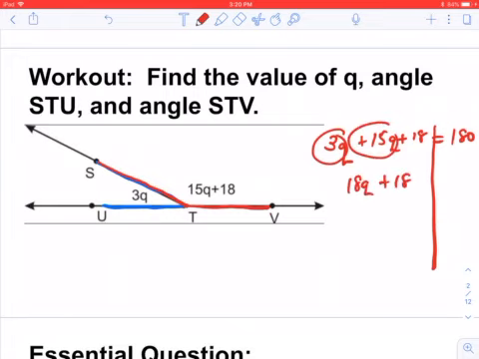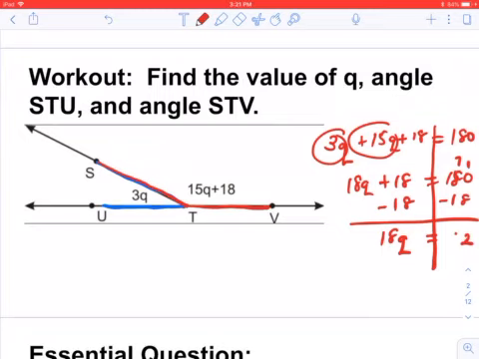18Q plus 18 equals 180. Subtract 18. 18Q equals, what is that coming out to? It's a 7, that's a 1, that's a 2, that's a 6, 162. Divided by 18, divided by 18. Q equals, what does that come out to? Let's see. Let's hope it comes out with something even, or I'm going to do this again. Okay, so 162 divided by 18 equals 9.